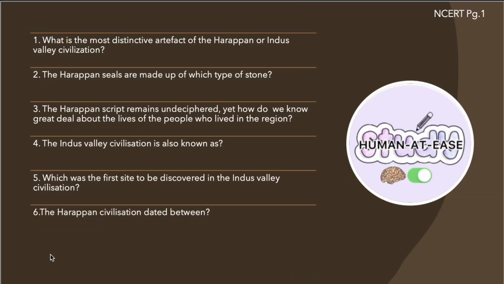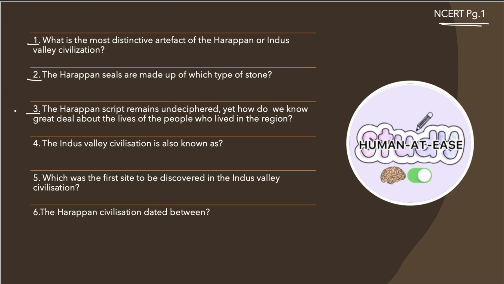So let's start with NCERT page number 1. Here are your questions. Question number 1. What is the most distinctive artifact of the Harappan or Indus Valley civilization? Question number 2. The Harappan seals are made up of which type of stone? Question number 3. The Harappan script remains undeciphered.